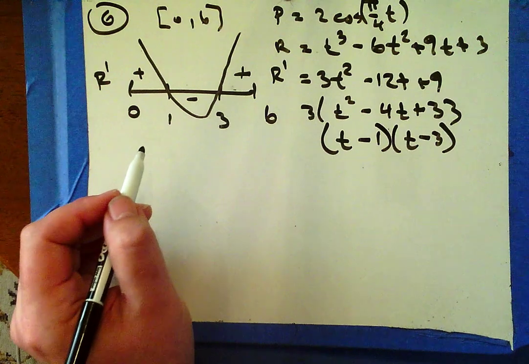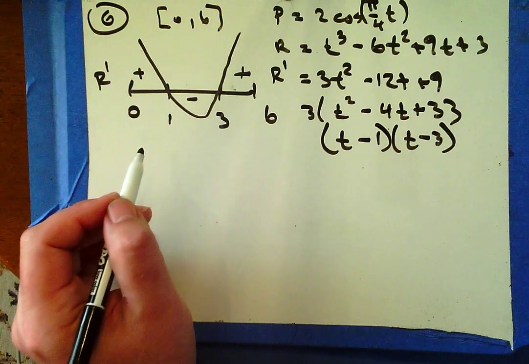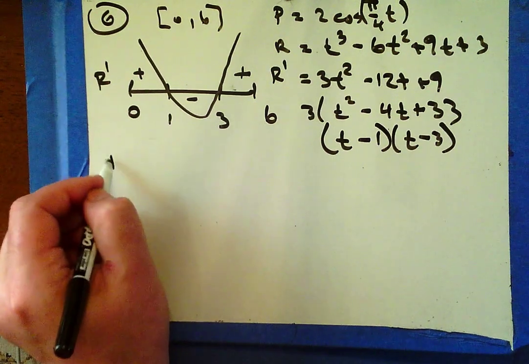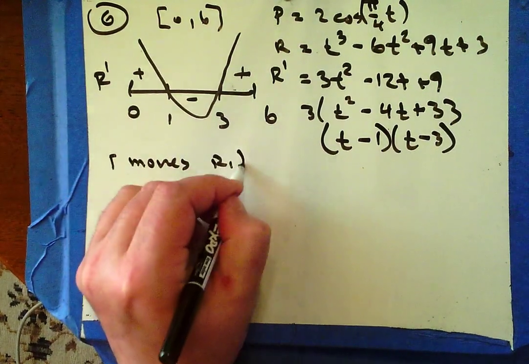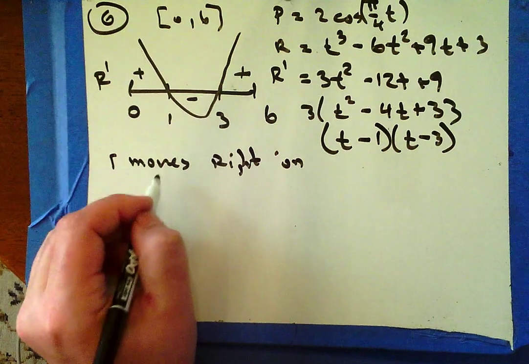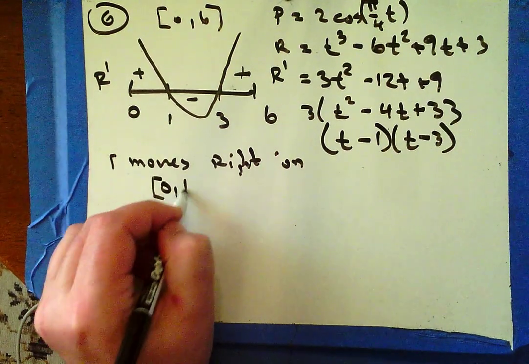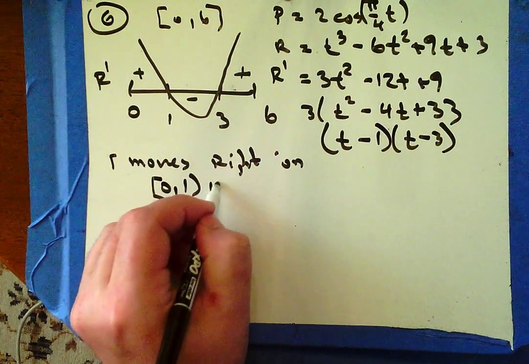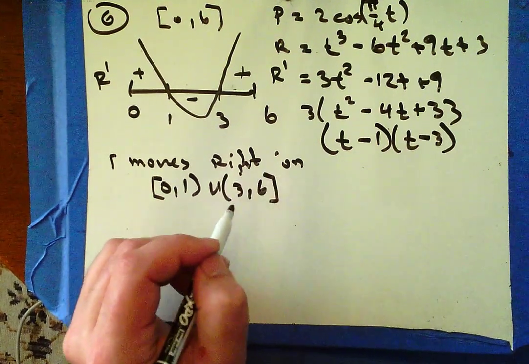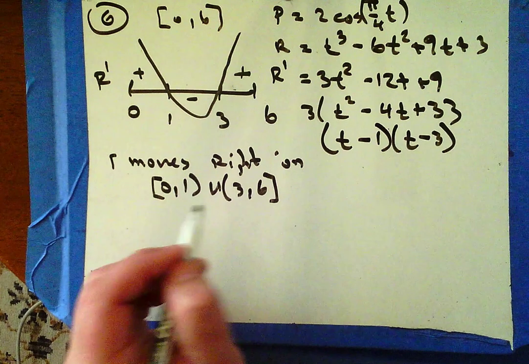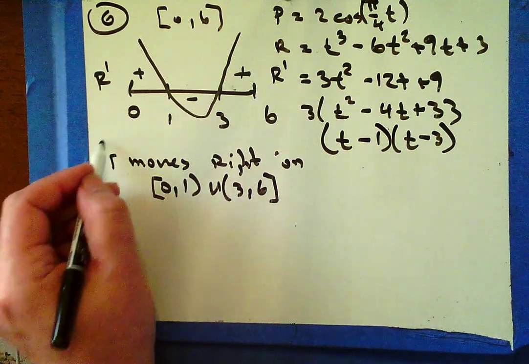Okay, so what were we asked here? Find all the times when the particle is moving to the right. R moves right on 0 to 1, union 3 to 6. Do we have to justify? No, we do not. Nice. That's my answer for part A then.